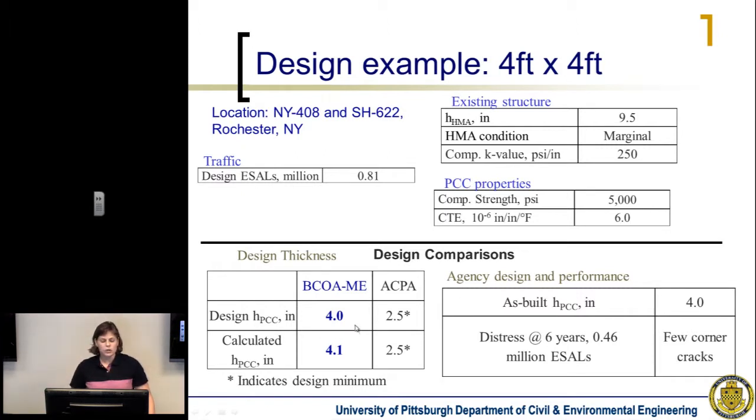So the BCOA predicted that you needed a thickness of about 4 inches, the ACPA at 2.5. Again, that's because when this gets high, this gets extremely sensitive, and so it drives that thickness down. So for almost 1 million ESALs, it's saying you only need about 2.5 inches of concrete. Okay, what was actually constructed was 4 inches, and here we're about halfway through, a little bit more than halfway through the design life. We have a few corner cracks, so it seems that the BCOA probably did or would predict a reasonable design for this project.